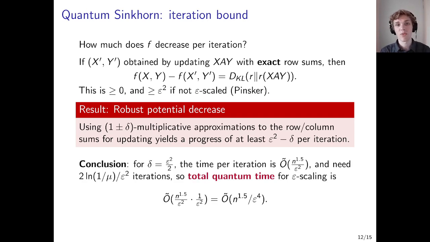which is delta equals epsilon squared over 2, because if I make this choice, then in every iteration my potential drops by epsilon squared over 2, and it can only drop by the logarithm of 1 over mu. So within log 1 over mu over epsilon squared iterations, I must become epsilon scaled. In other words, for this choice of delta, I get a total quantum time of n to the 1.5 divided by epsilon to the 4th. So these were the two main ingredients for showing that quantum Sinkhorn works.